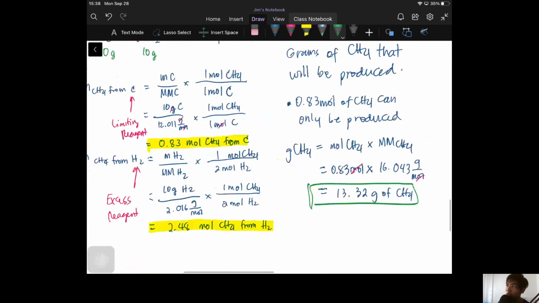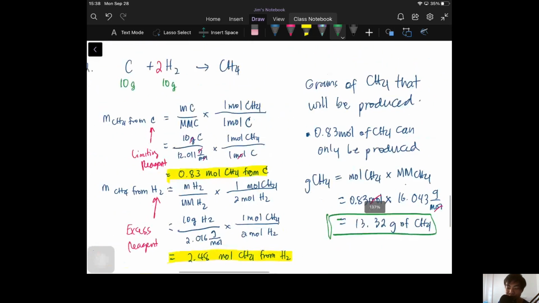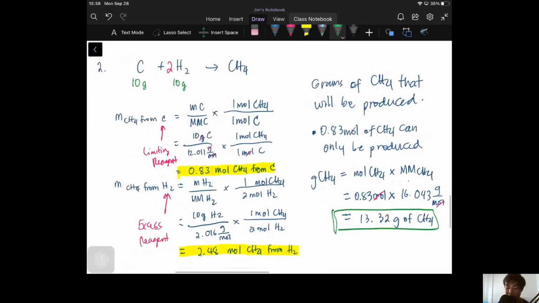Okay? So that's how you solve limiting and excess reagent problems. So may added step lang. Yes. May added step lang, kasi dalawang beses ka mag-convert. Pero the concept is basic lang. So yung pinaka-onting amounts of products, yun yung limiting reagent mo. Yung pinakamaraming amounts of products na na-produce, yun yung excess reagent mo.